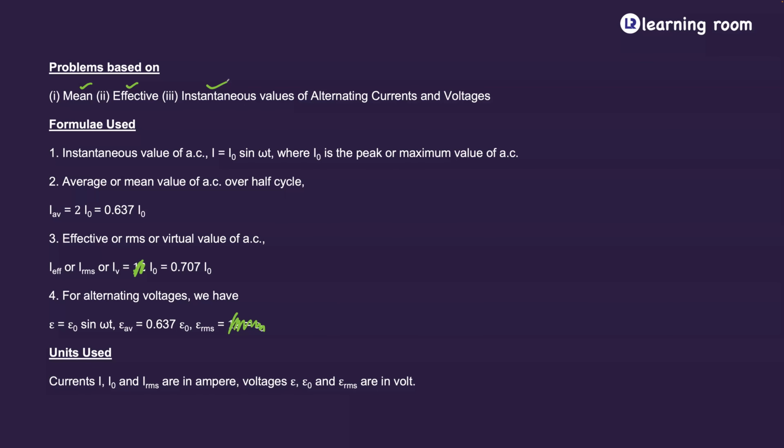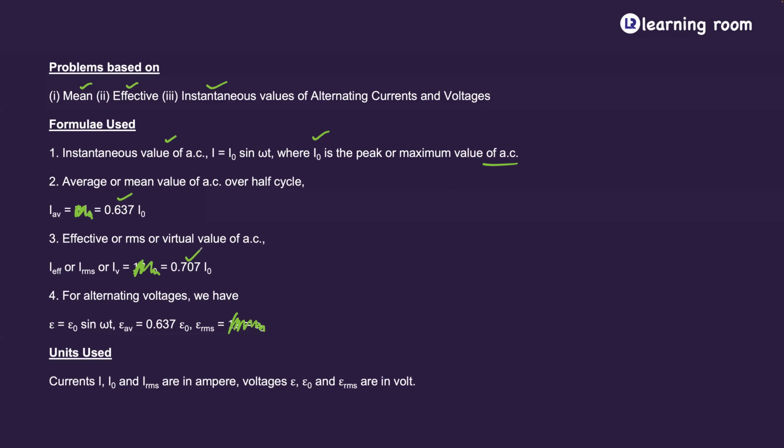So we already know this, right? What is the instantaneous value of AC? I is equal to I naught sine omega t, where I naught is the peak value or maximum value of AC. What do you mean by the average value of AC over half cycle? It is 2 by pi, so it will be 0.637 times I naught. And similarly, the effective value is going to be 0.707 times I naught.